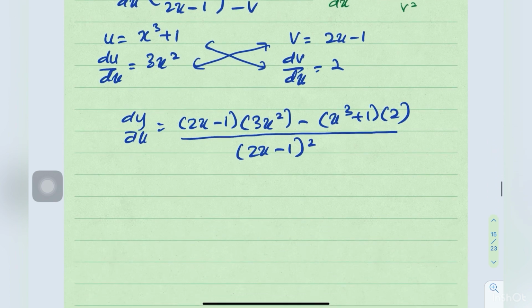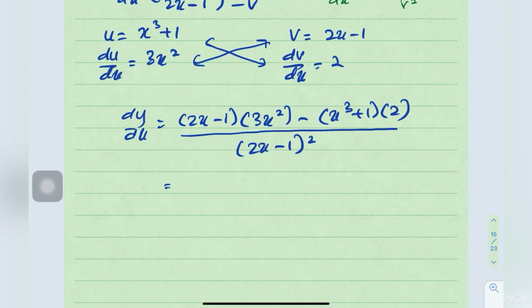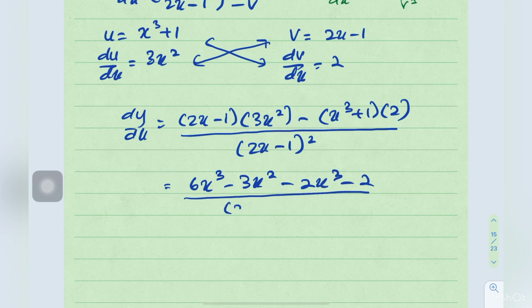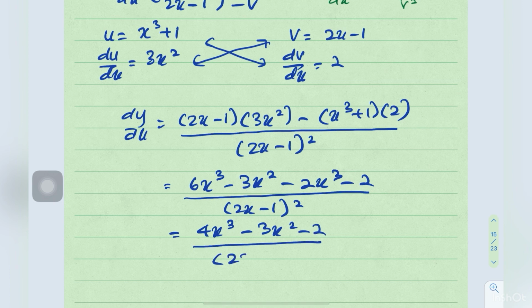Okay, so we simplify. We expand first, okay? Get 6x cubed minus 3x squared minus 2x cubed minus 2 over (2x minus 1) squared. Okay, 6x cubed minus 2x cubed is 4x cubed, minus 3x squared minus 2, over (2x minus 1) squared.